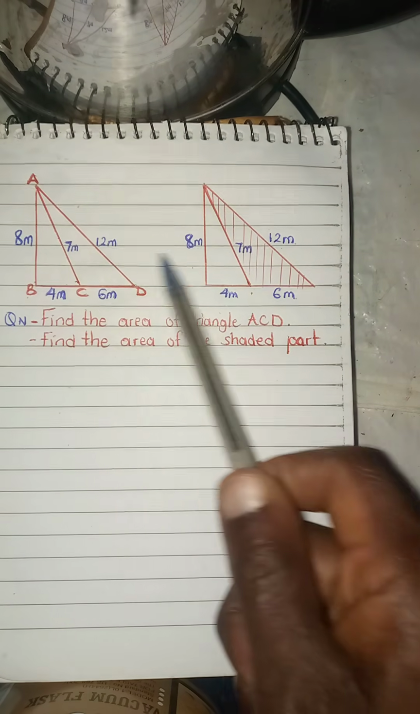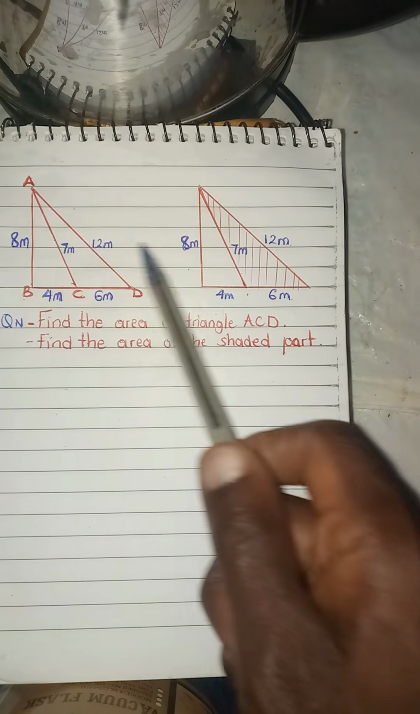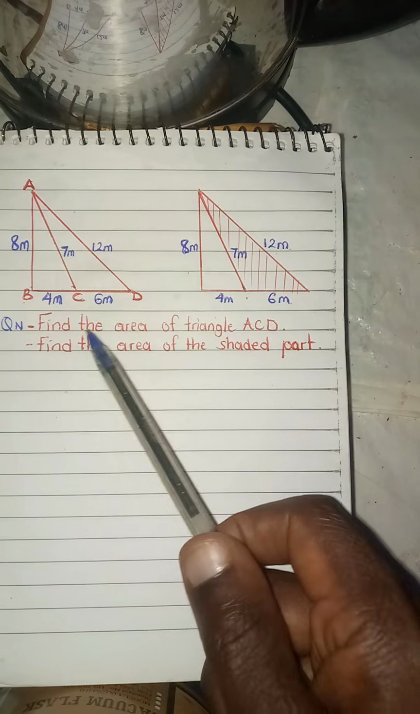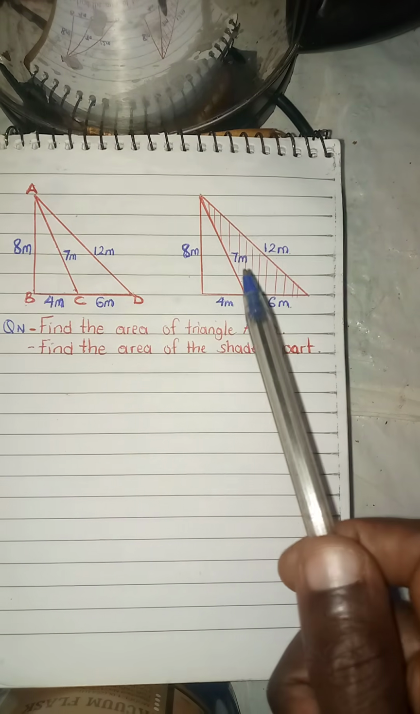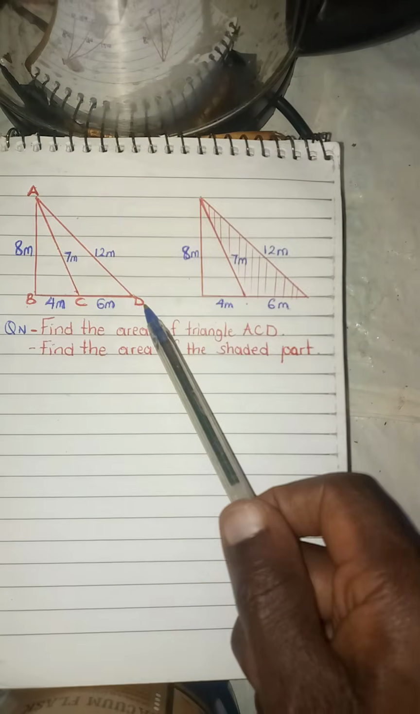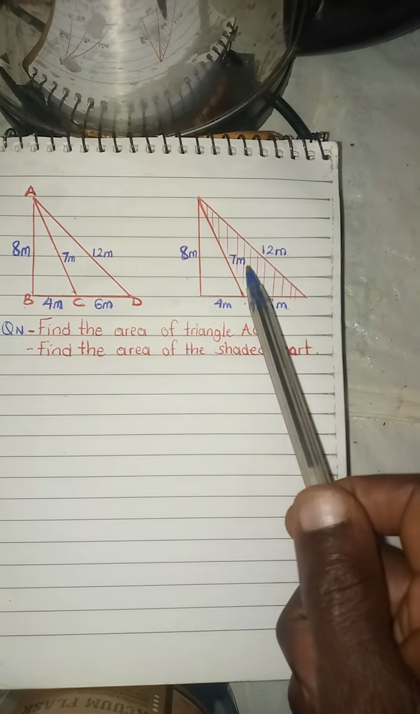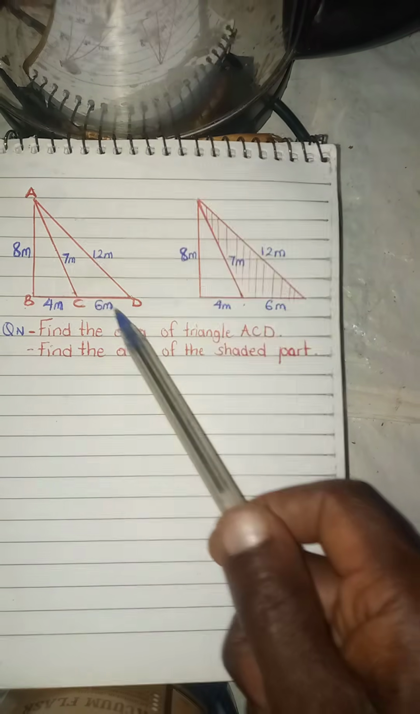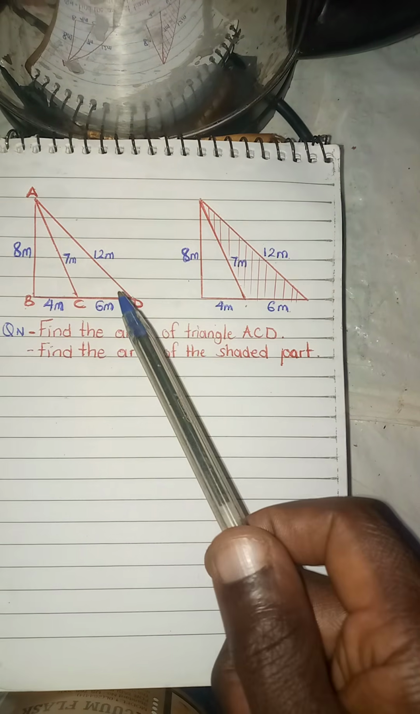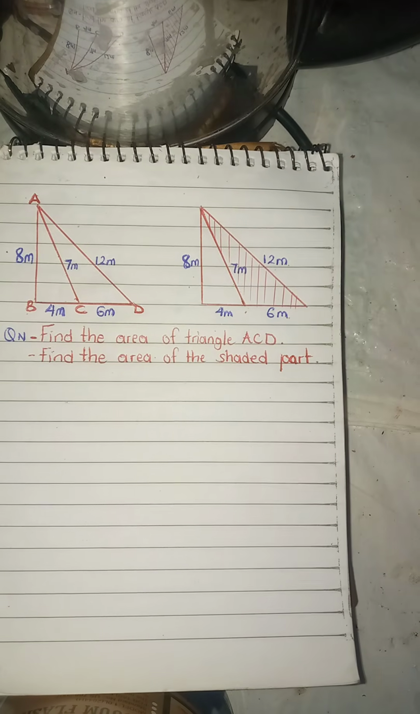When you see these diagrams, they are the same and they have the same numbers, but the questions are different, yet they mean the same thing. The area of this triangle ACD is the shaded part which you are seeing here. So they are asking you to find the area of the shaded part, or they can say find the area of triangle ACD.